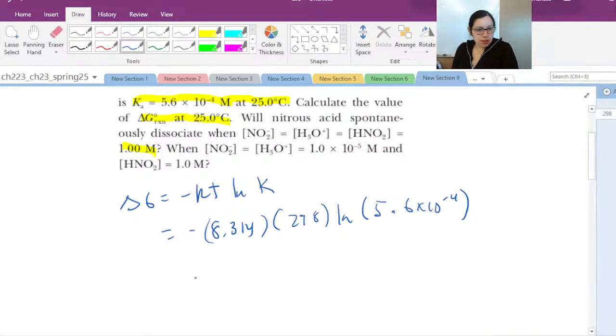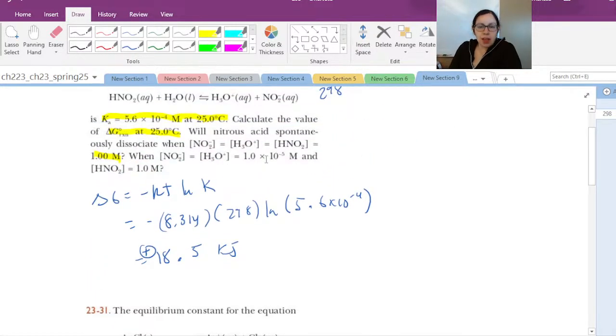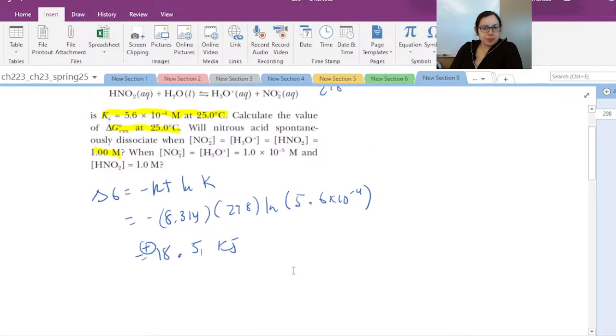All right, so we get that delta G, and we can convert this because, right, this was in joules, so I'm going to put 18.5 kilojoules. So again, positive, so not spontaneous. And so then let's check it at these various conditions, right? All we want to do is just like before, plug it into our K expression and get our Q, and compare.